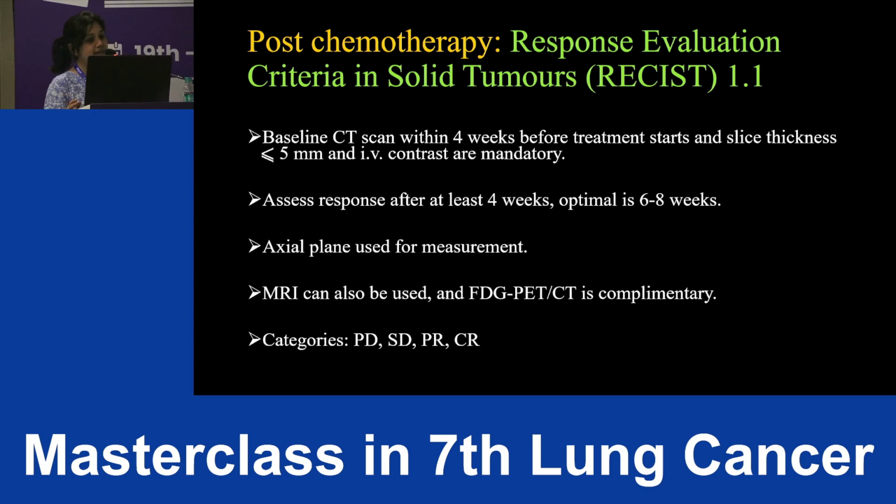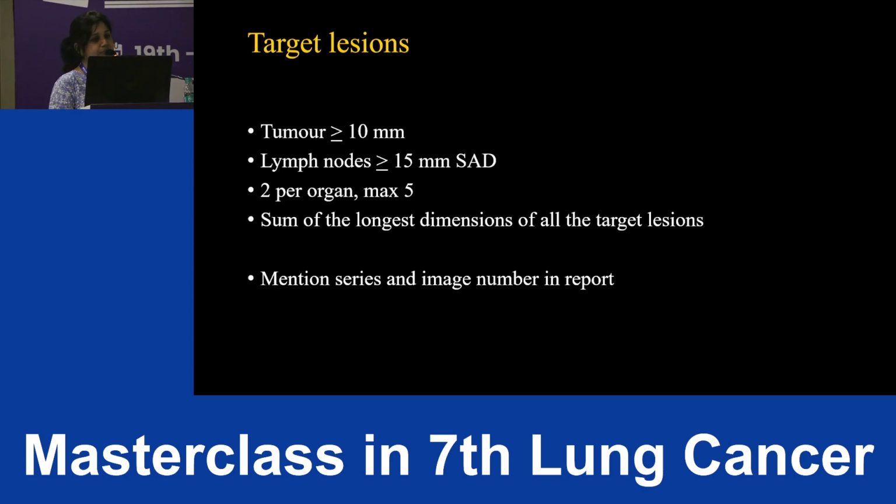So the various categories you all must be aware of are progressive disease, stable disease, partial response, and complete response. We have to define target lesions at the baseline itself. Any tumor with more than 10 millimeter in size, lymph nodes more than or equal to 15 millimeter in short axis dimension, and maximum we can select 2 per organ and a total of 5.